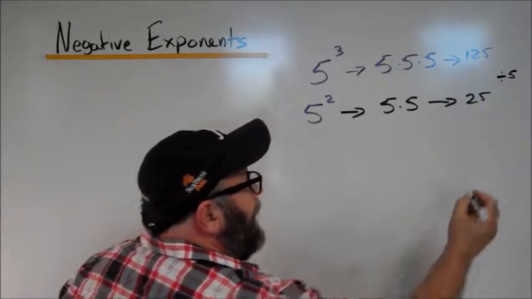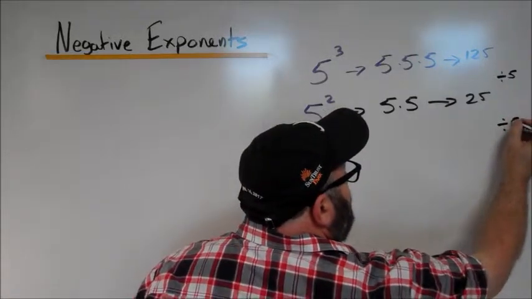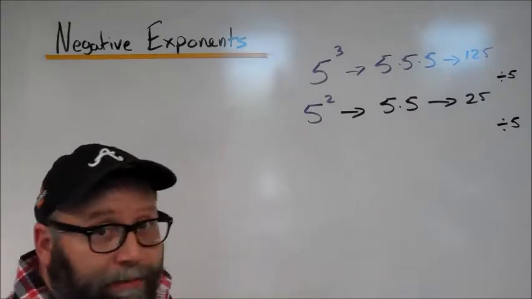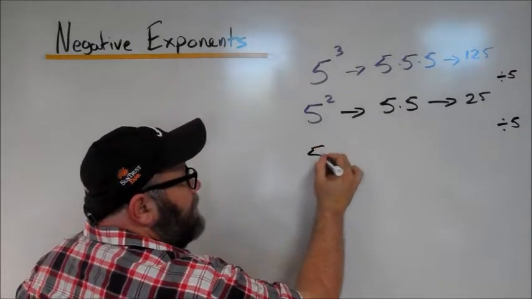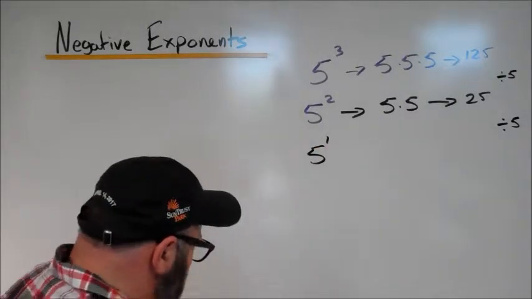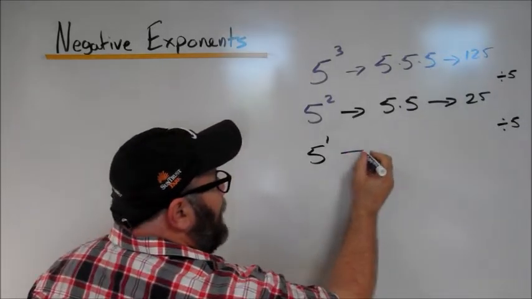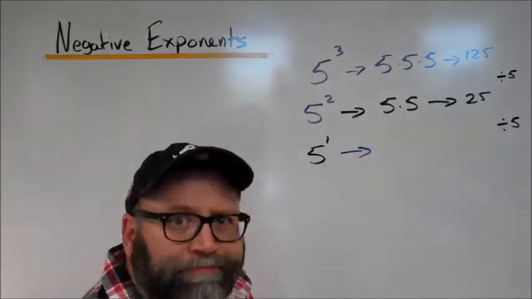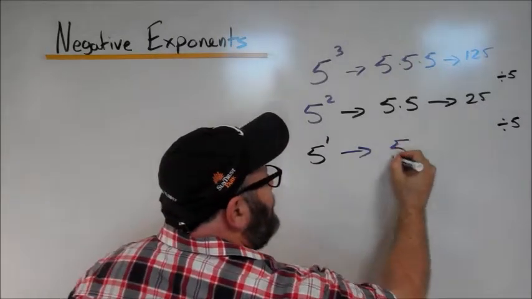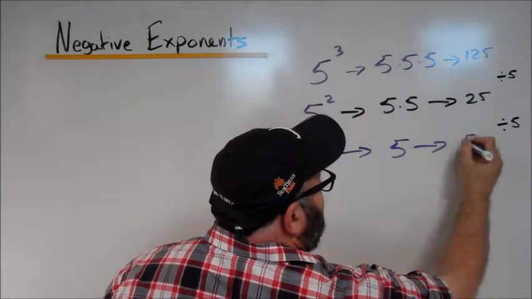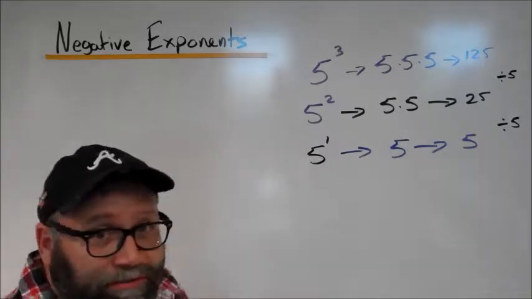So let's divide by 5 again. So 5 to the second divided by 5 to the first gives us 5 to the first. 5 to the first, the factors of 5 to the first are 5. And the value of 5 is 5.